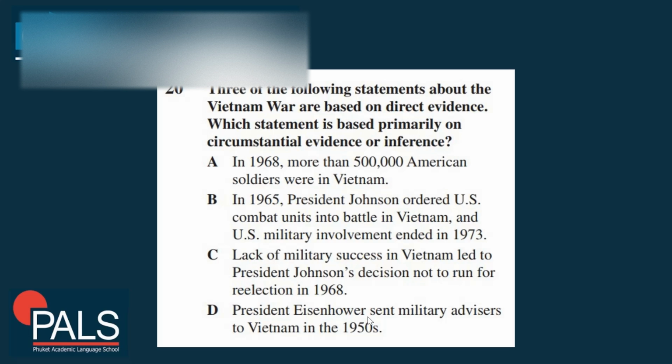Lack of military success in Vietnam led to President Johnson's decision not to run for re-election in 1968. This information would be quite circumstantial. We would be depending on, unless we had a direct piece of evidence of President Johnson saying this publicly, this would be based on beliefs, observations, and our thoughts about it rather than hard facts. D. President Eisenhower sent military advisors to Vietnam in the 1950s. Again, we will have men on planes. There will be numbers. So C is based primarily on circumstantial evidence.